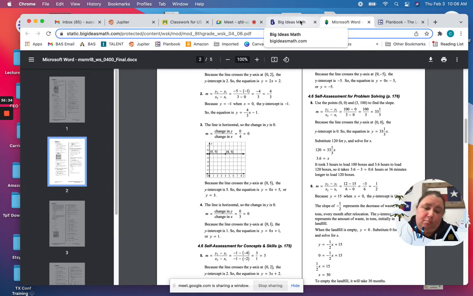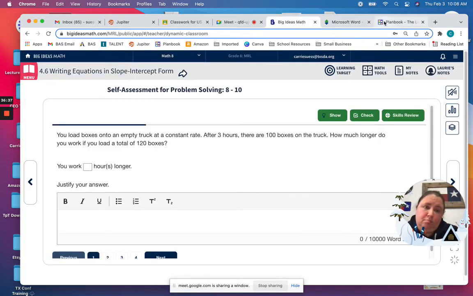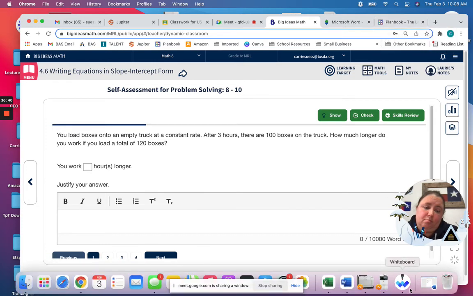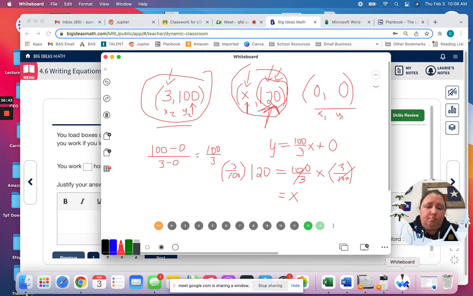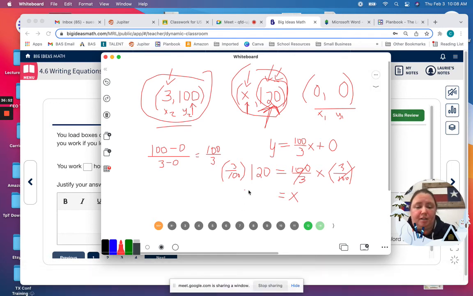Close. Mm. 3.6. Very good. Yeah, you just needed to move your decimal in and you had it. So 3.6, and the X value is talking about hours, right? Yes. So this is 3.6 hours. Man, I can't write my decimal. Whatever. That's 3.6. Okay? So this is for the total amount of time it takes to load the truck.